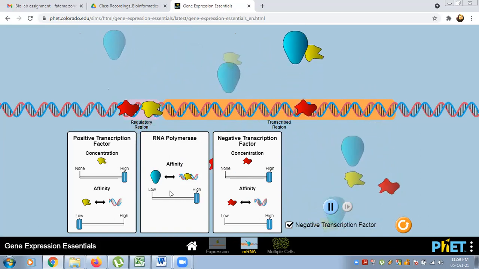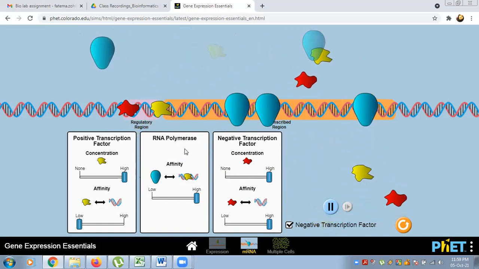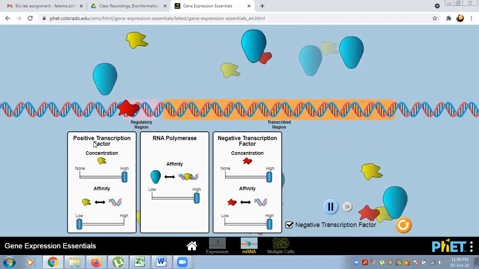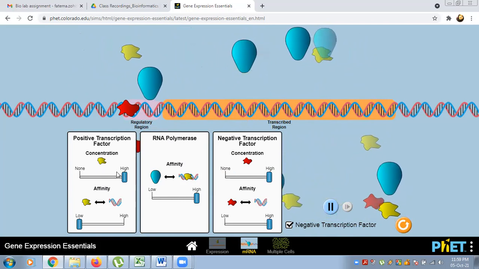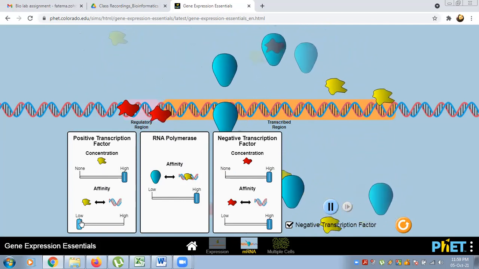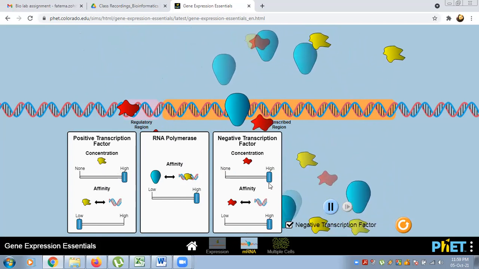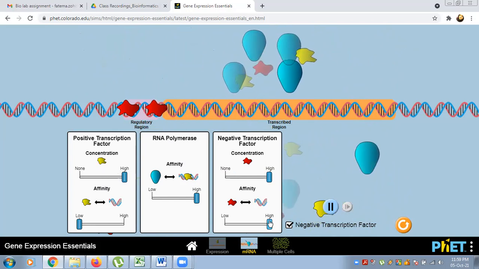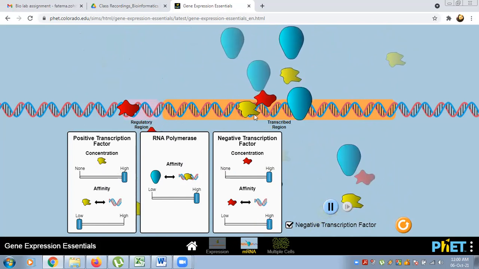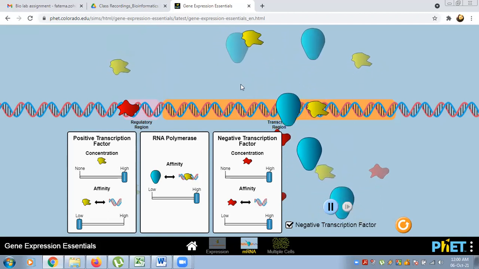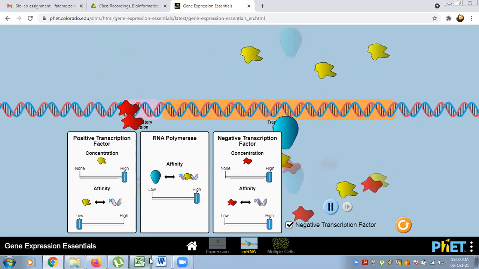See, even if the RNA polymerase is in abundance and also the positive transcription factor is high in number, but when the affinity for positive transcription factor is low and the affinity of negative transcription factor is very high, as you can see, there will be no transcription. So that's the result. You can take a screenshot and add it to your manual.